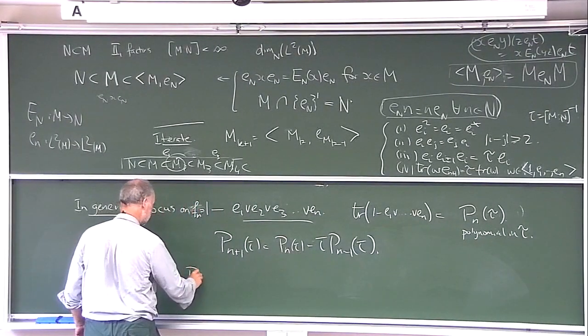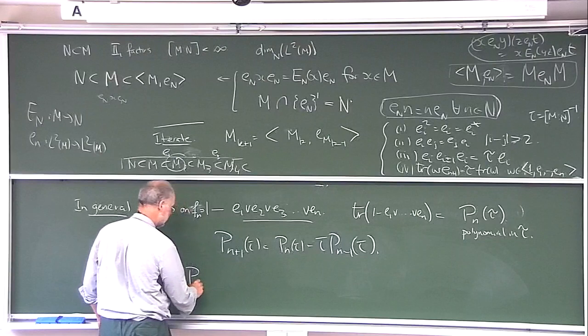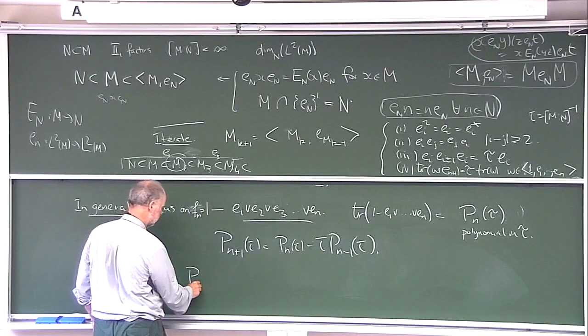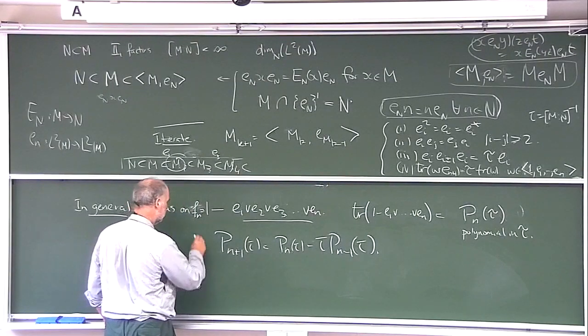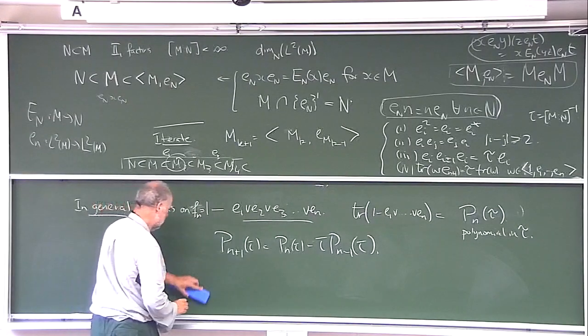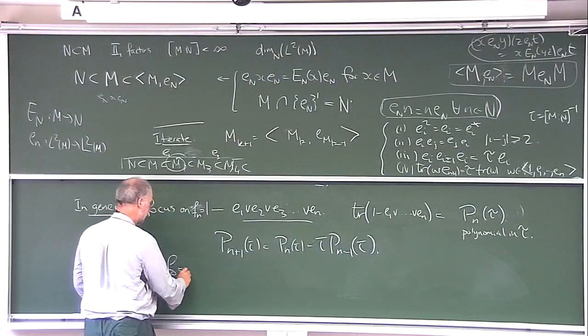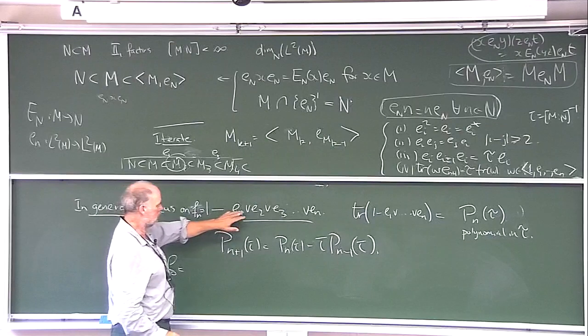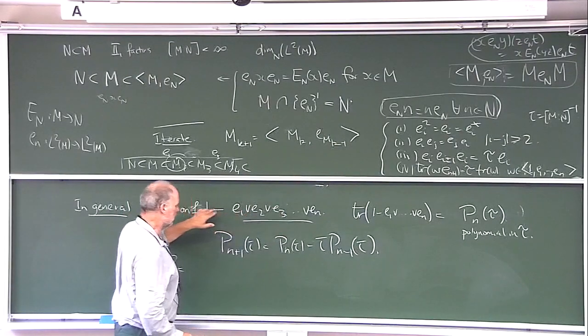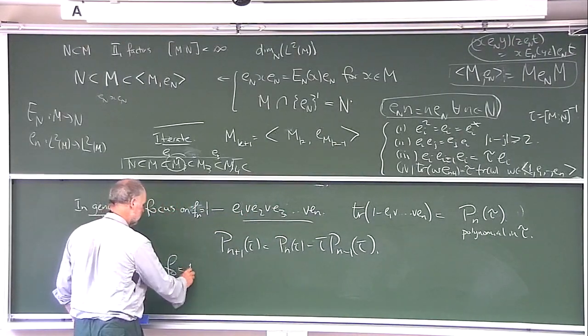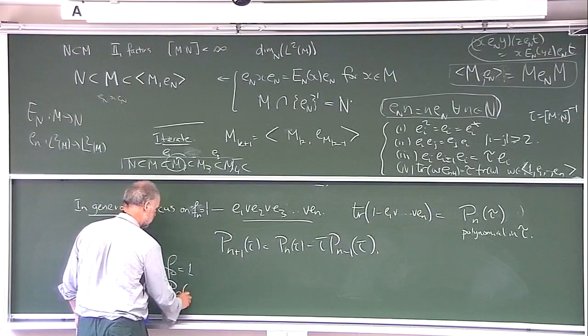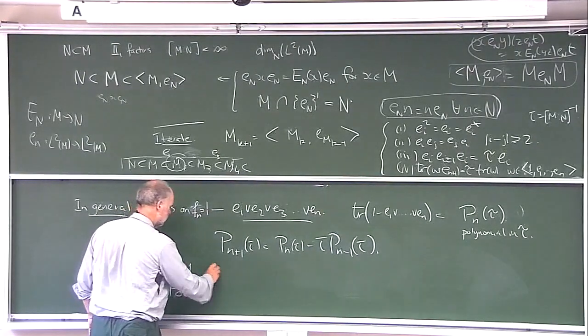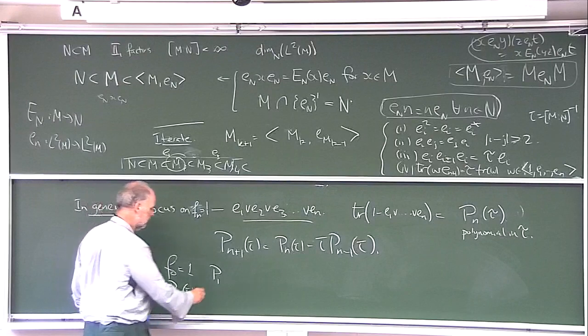So Pn, what's P0? Let's start off with P0. What's F0? Well, F0, there's no EIs, so F0 has to be 1. So F0 is 1, so P0 of tau is 1. Now what about P1 of tau?